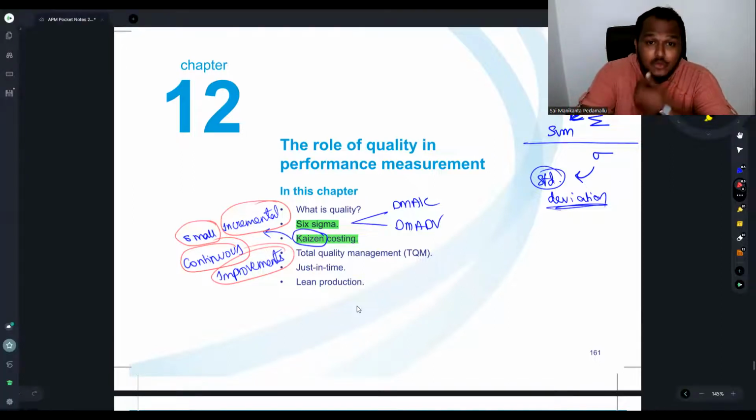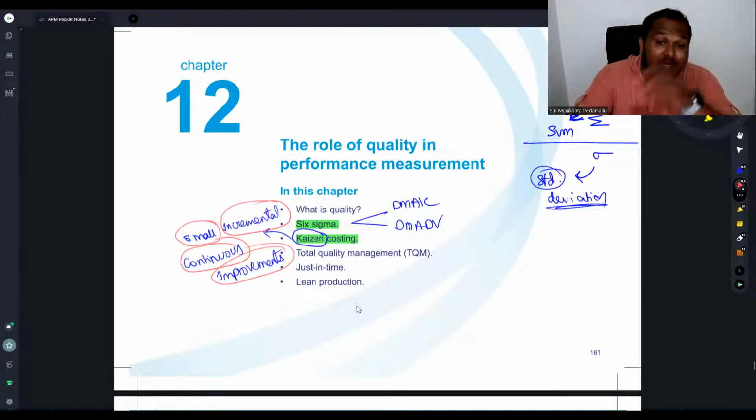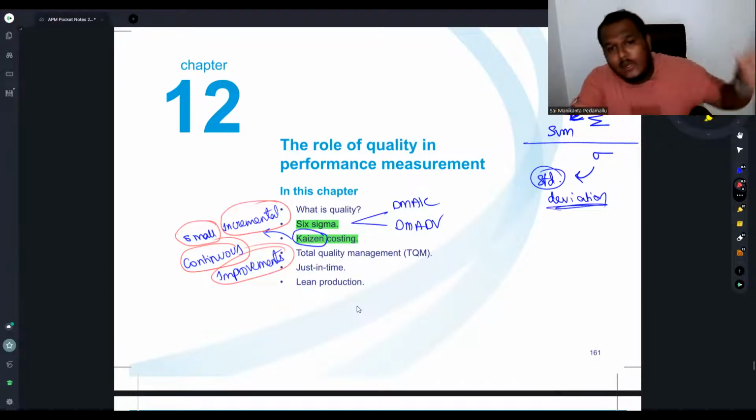It should not take us back. It should only move us forward. Continuous improvement should be there. That is what Kaizen is all about. We use target costing as a methodology to implement Kaizen.